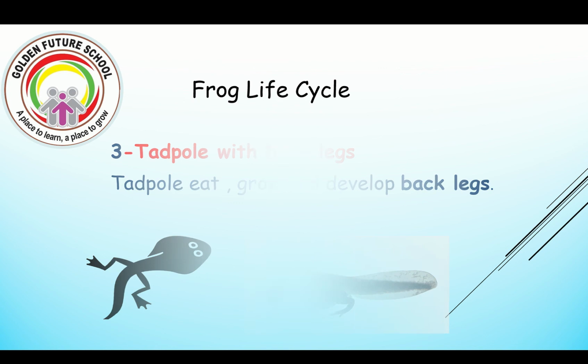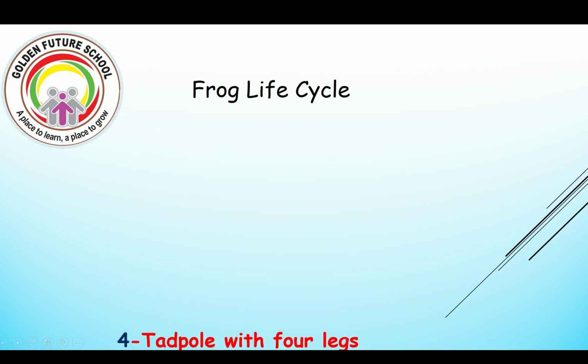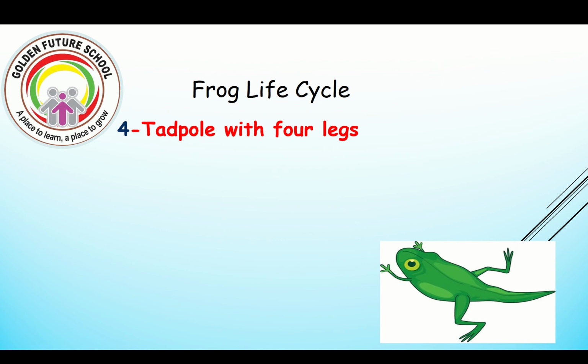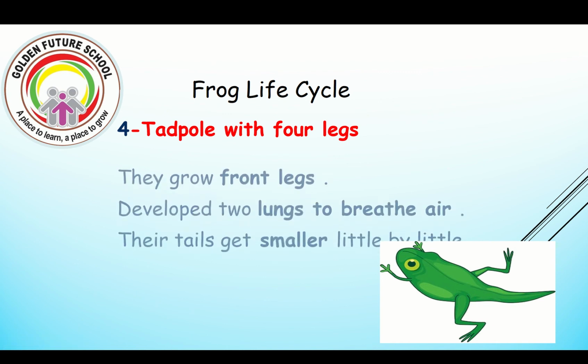During a week, the tadpole keeps eating more and more, growing two legs in the front. So we say tadpole with four legs. Let's count it. Is that four? One, two, three, four. So the tadpole is growing four legs.